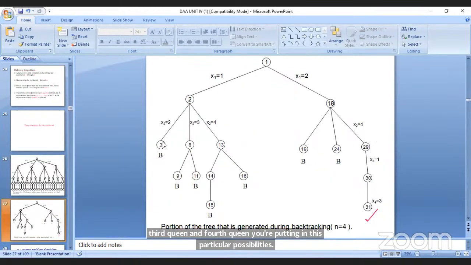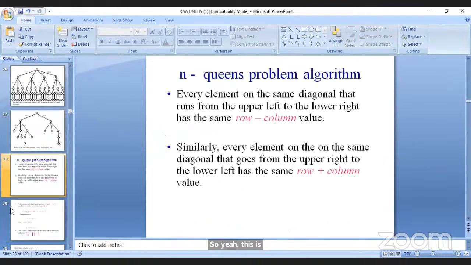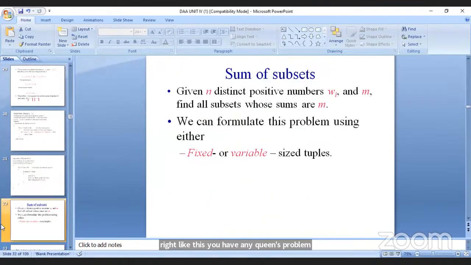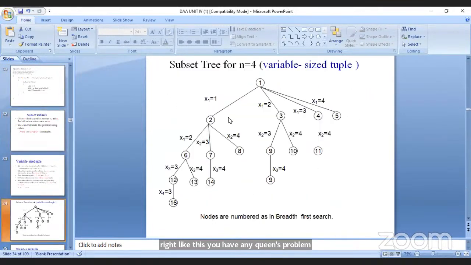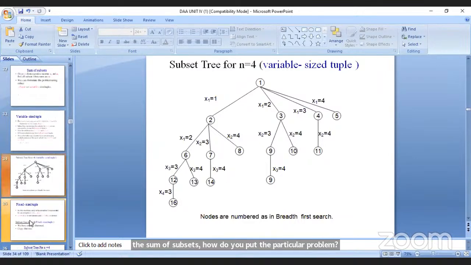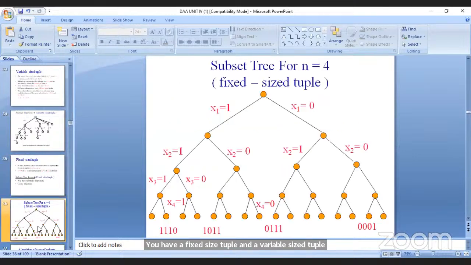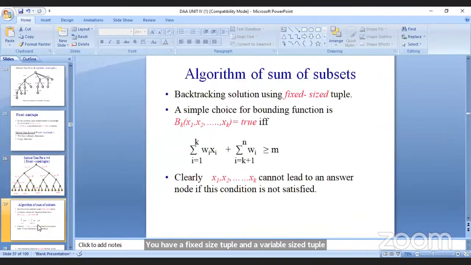Okay, see here, this is the possibility. Right, like this you have n queens problem. Okay, this is sum of subsets. Just now I told you, in the sum of subsets, how do you put the particular problem? Right, you have a fixed size tuple and a variable size tuple. Fixed size tuple is already done, and this is the various, that is fixed size tuples. Right, so here backtracking solution uses fixed size tuple.